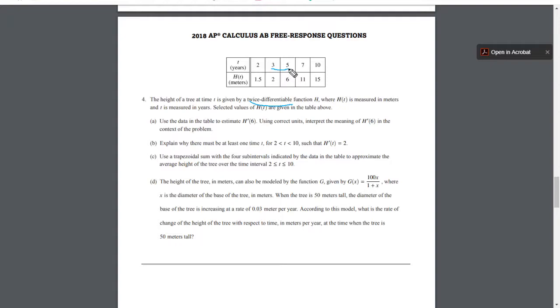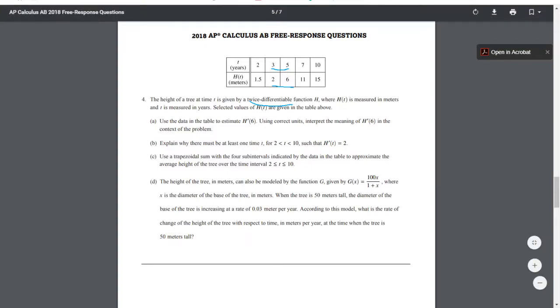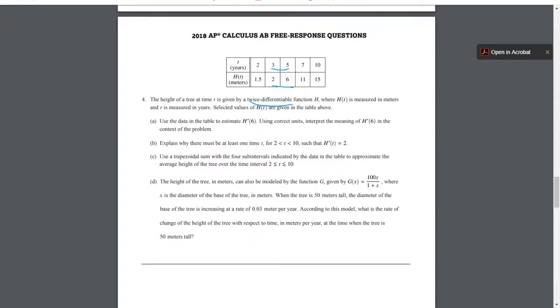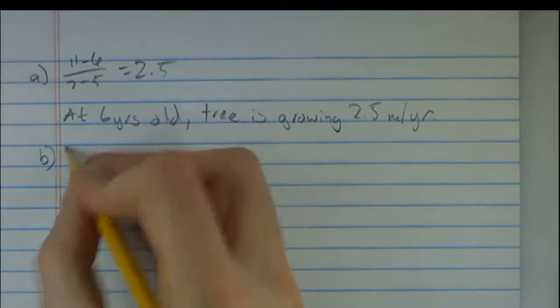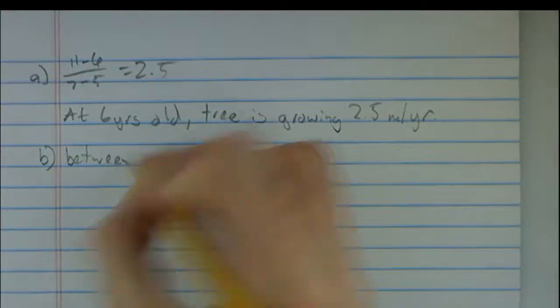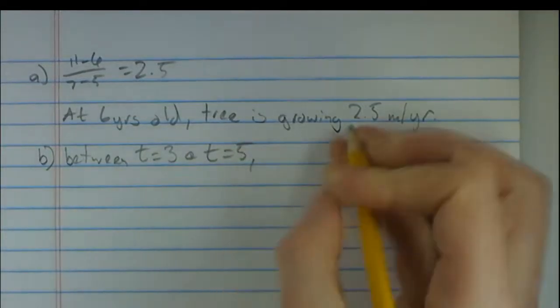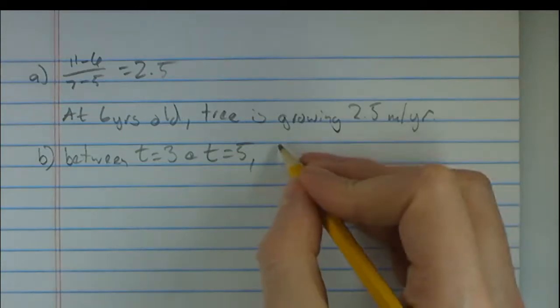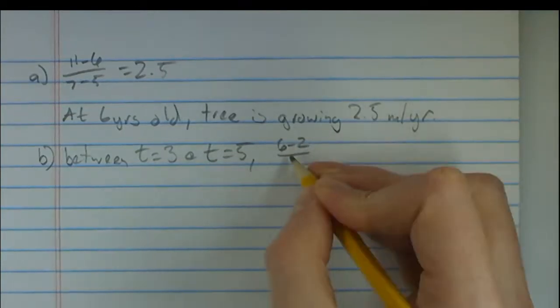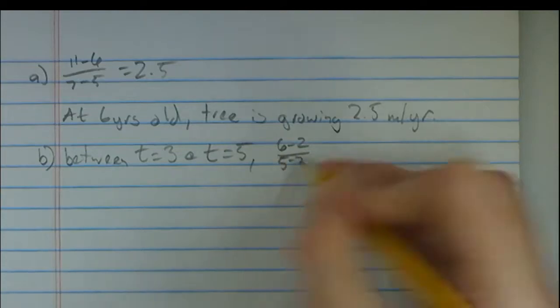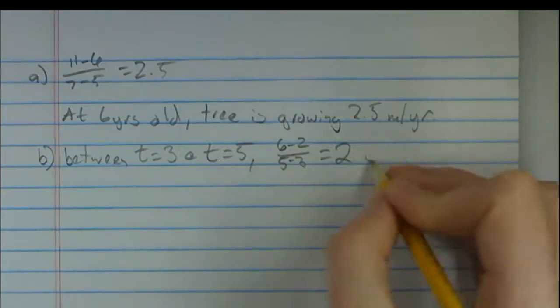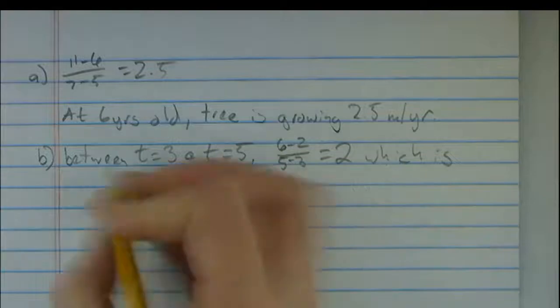But between 3 and 5, this is 2 years. It grows 4 meters. So that's going to be our interval between 3 and 5. 6 minus 2 over 5 minus 3 is 2, which is the average rate of change.